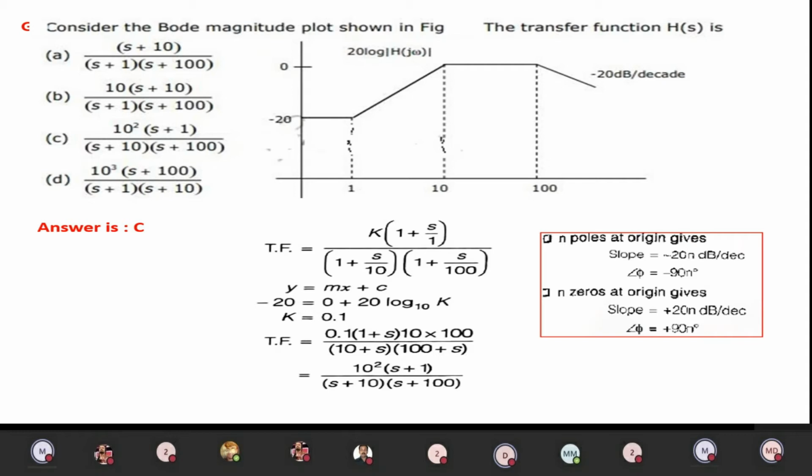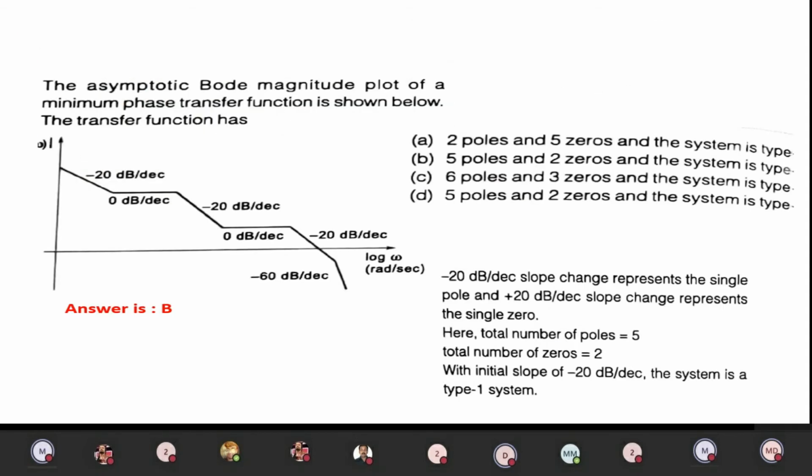Okay, so this is how you have to do the problems. The next problem is a very simple problem. We have to determine how many poles and zeros are available in the system for the given Bode plot. Here you can see minus 20, therefore one pole exists. Then minus 20 plus 20 added gives zero slope, therefore one zero also exists. Then you can see the next slope, that is minus 20 slope, therefore two poles exist. Plus 20 is added, therefore the slope comes to 0 dB. Therefore two poles and two zeros are available.